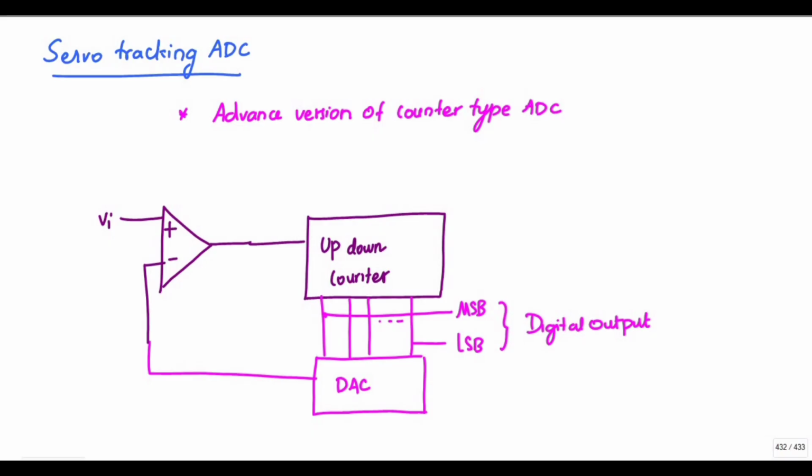In this video, we are going to discuss the servo tracking ADC. It is nothing but an advanced version of the counter type ADC. In the counter type ADC, we have only an up counter, whereas in the servo tracking ADC, we have an up-down counter. What is the disadvantage of the counter type ADC? Since I have only an up counter.